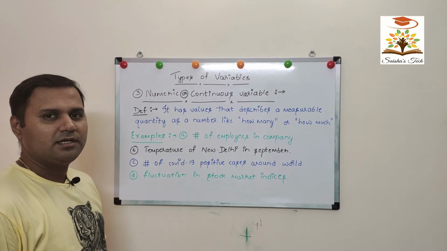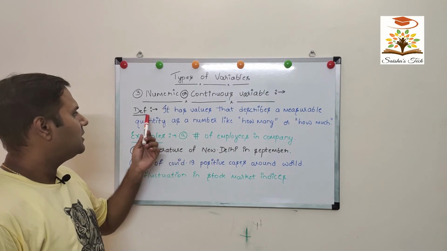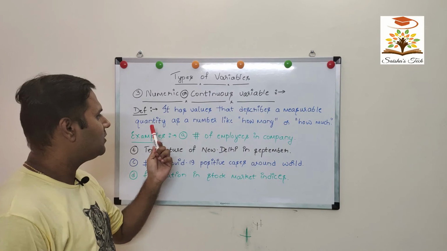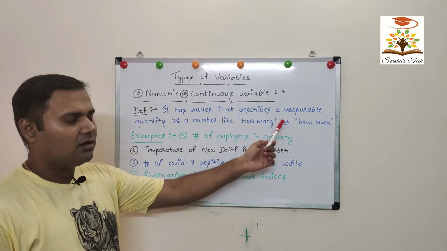The third type of variable is numeric or continuous variable. The definition of numeric variable is it has the values that describes a measurable quantity as a number, like how many or how much.